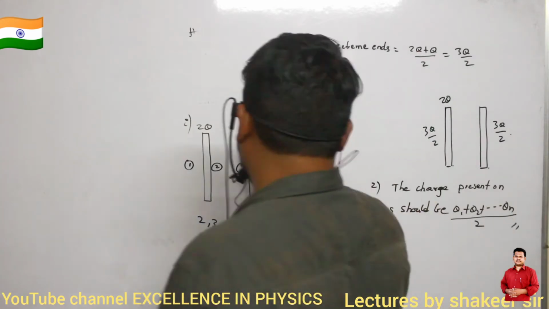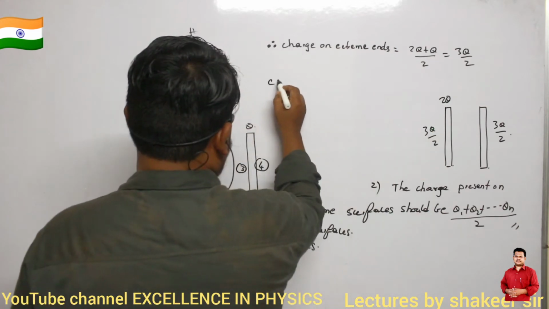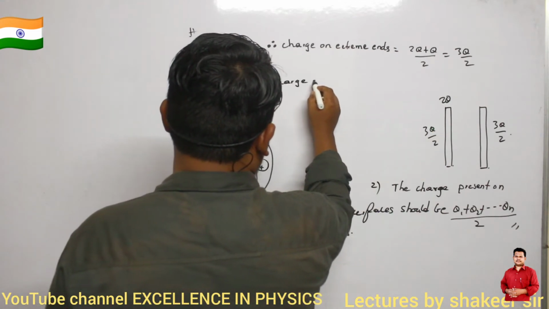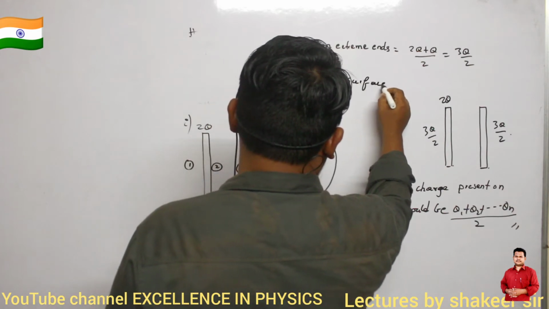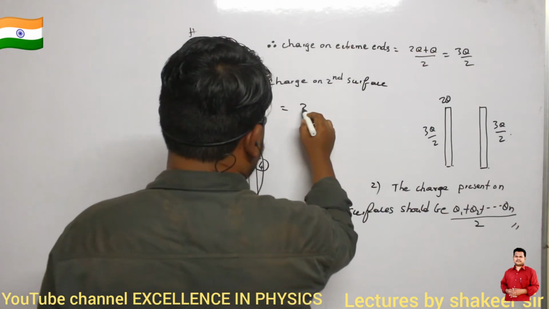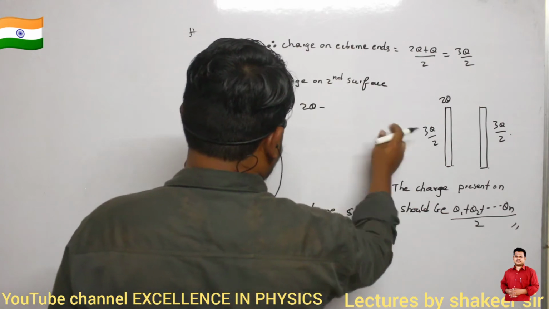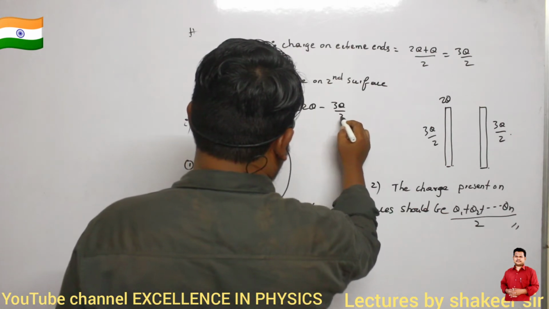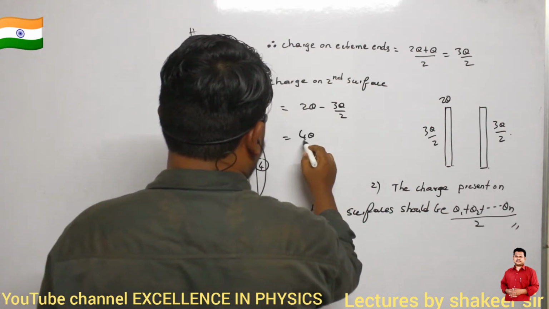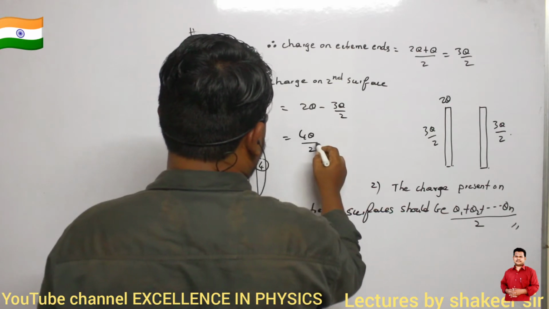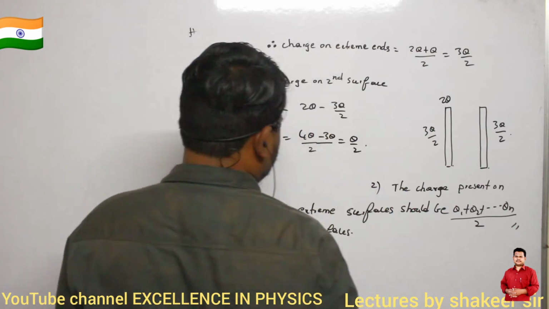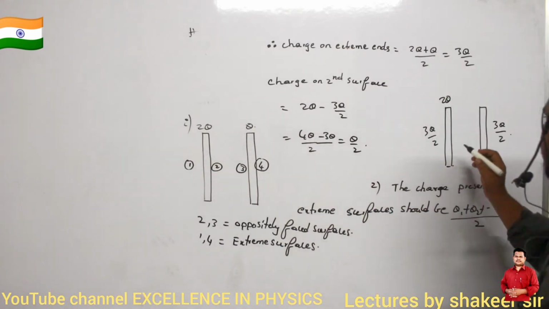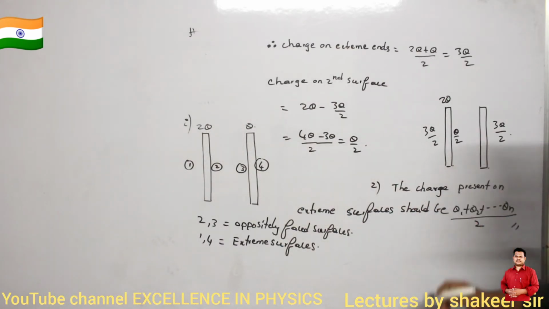Very easy to calculate, no? So this is the second surface. Charge on the second surface is how much? Total charge is 2Q. Charge present on one side is 3Q divided by 2. So 4Q divided by 2. Sorry, 4Q minus 3Q divided by 2. So Q by 2 amount of charge should be present on the second surface. That's all. So this is a Q by 2 amount of charge.